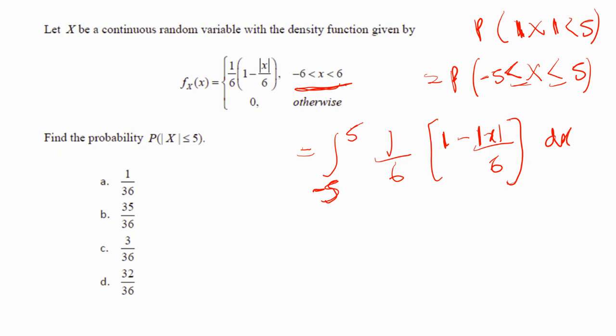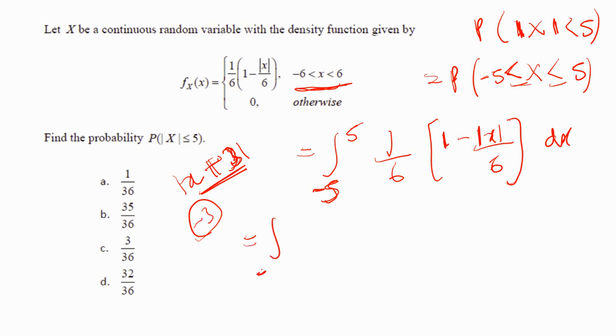Now this is mod x. So mod x changes its sign at 0. If you have mod x minus 3, then it will change its sign at 3. If you have mod x plus 3, then it will change its sign where it is equal to 0, so at minus 3. Since it is mod x, it will change its sign at 0.